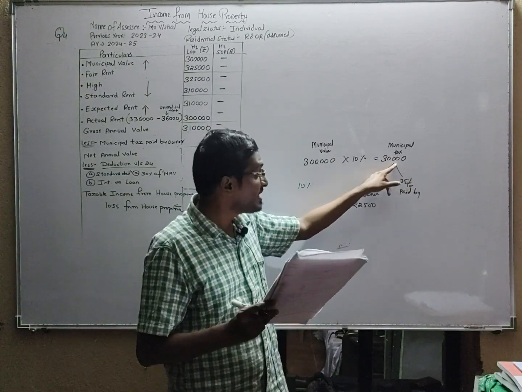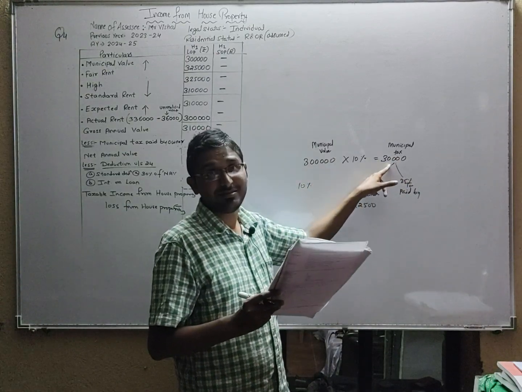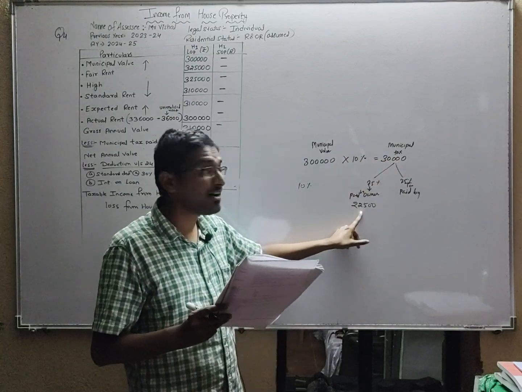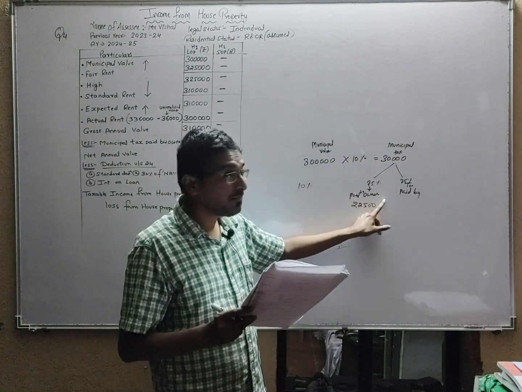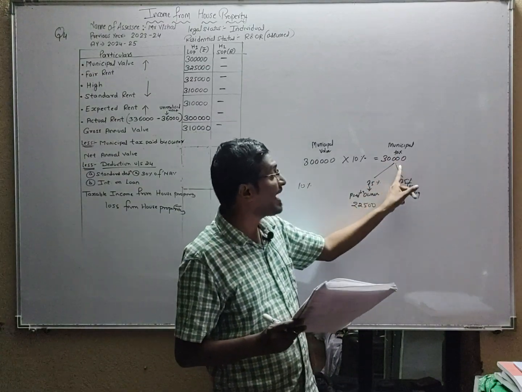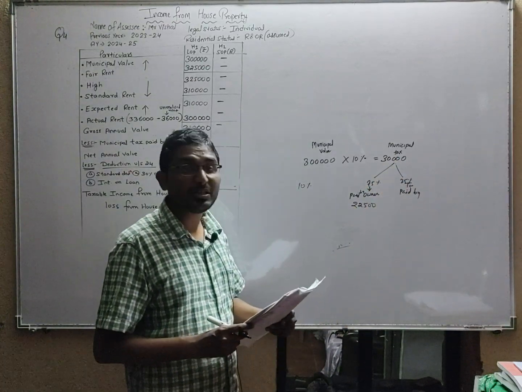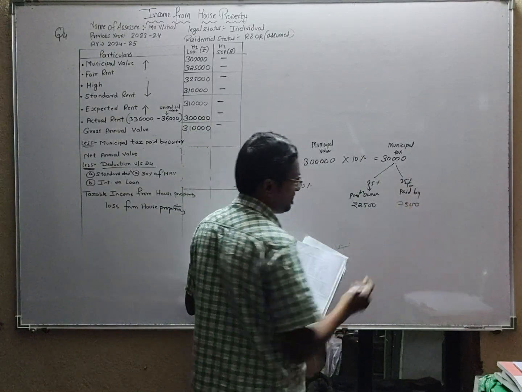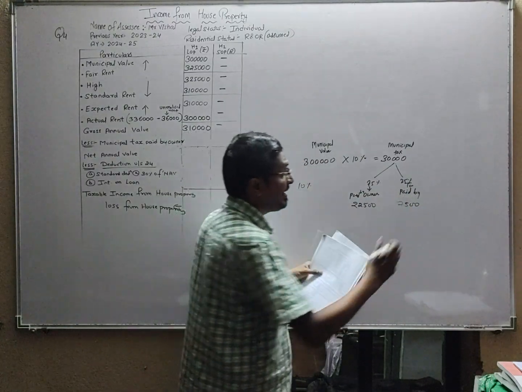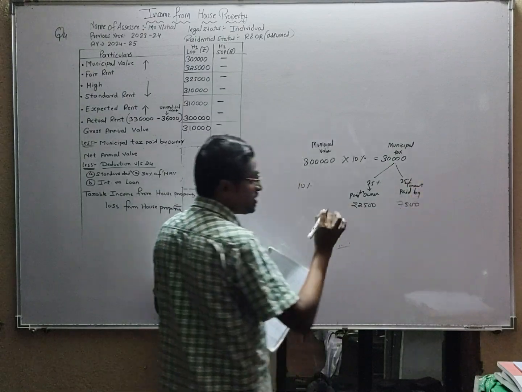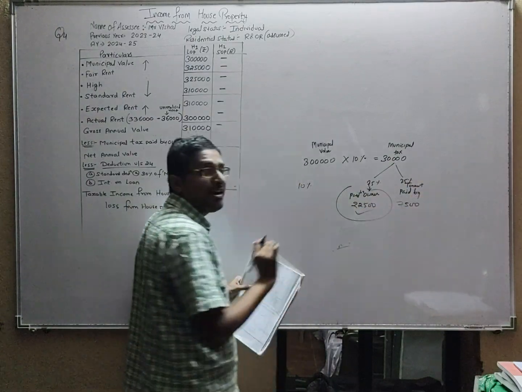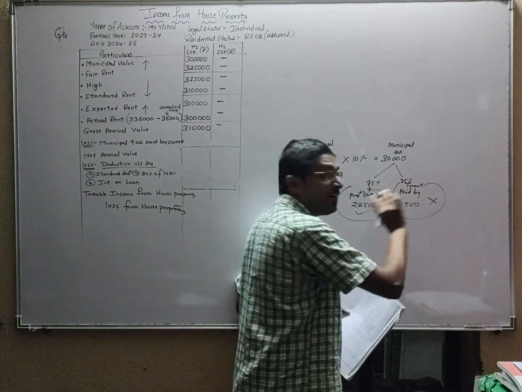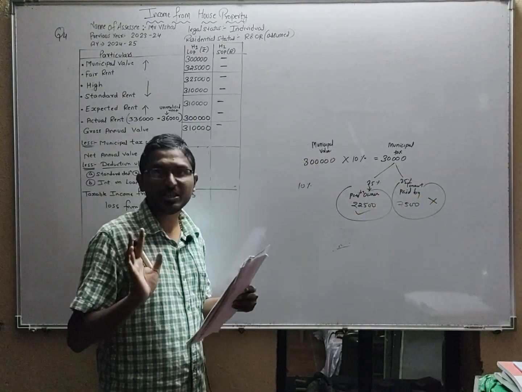What they are saying is 75% of the municipal tax. So the municipal tax is 30,000. 75% of 30,000 is 22,500. That is paid by the owner, and 25% of the municipal tax. So 25% of 30,000 is how much? 7,500, I guess, is paid by the tenant. So which municipal tax will be allowed? 22,500 will be allowed, which is paid by the owner. Municipal tax paid by the tenant will not be allowed as a deduction, always remember.